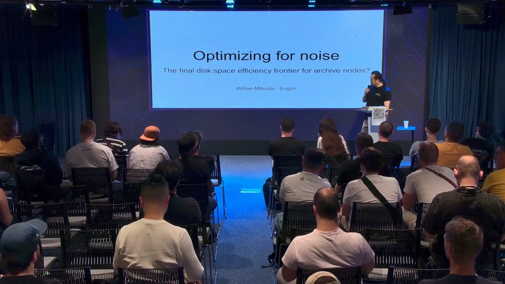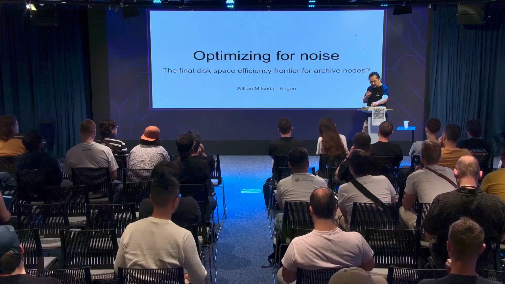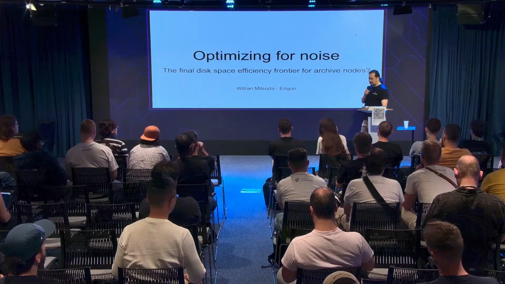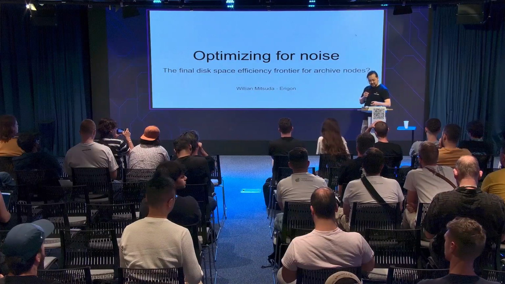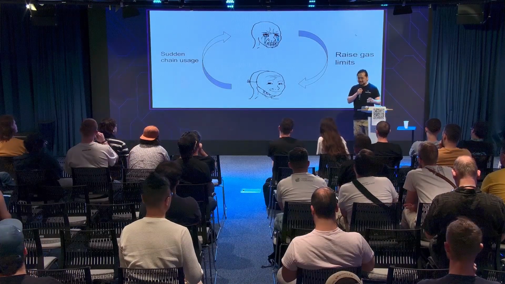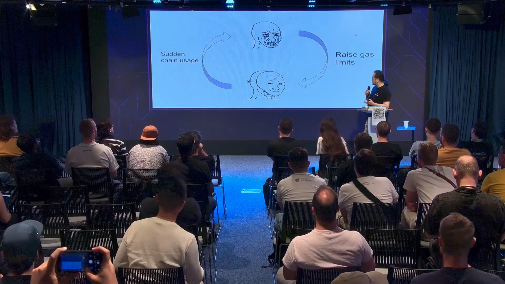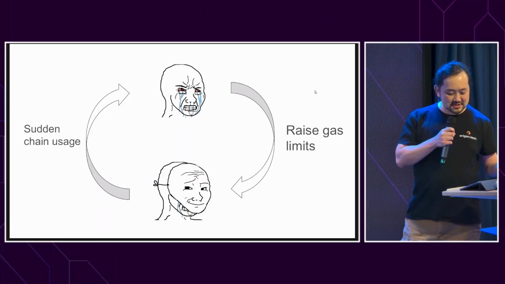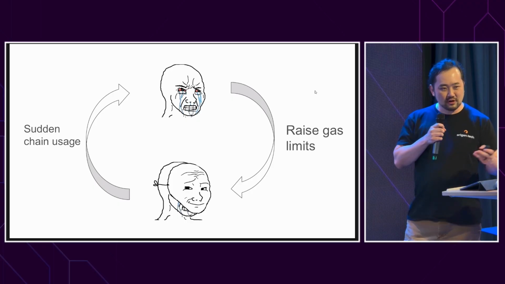I work for Erigon, and my talk is about the future of archiving nodes and some ideas on how we can scale state history storage. As you know, scaling is this eternal battle between trying to reach users' demands versus increasing chain limits to levels that everybody feels comfortable with.